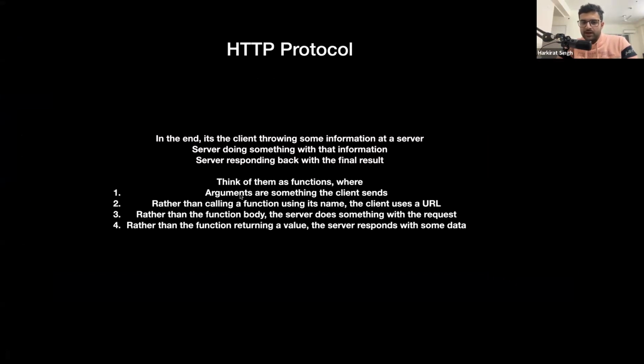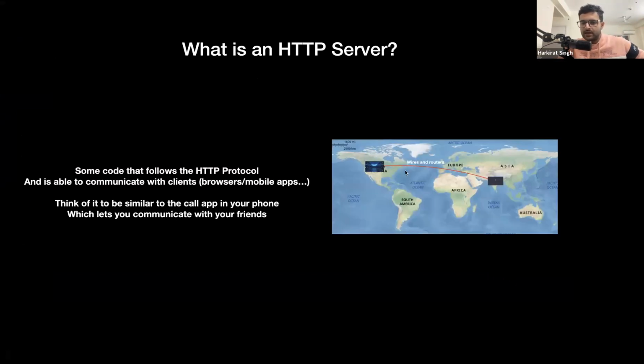Think of them as functions where arguments are something the client sends, which is what I send when I go to Google search or when I go to ChatGPT. Rather than calling a function by its name, the client uses a URL. We will see this very soon. Don't worry about it. Rather than the function body, the server does something with the request, runs a machine learning model. Rather than the function returning a value, the server responds back with some data, sends that data over the wire to you back in India. Cool.